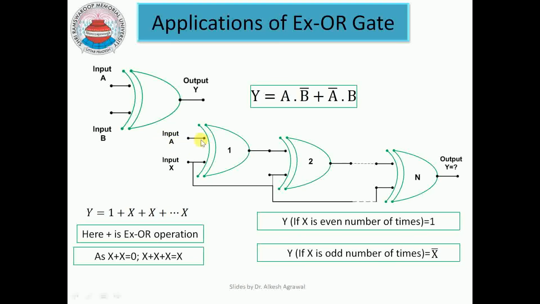So if we put a is equal to 1, the Boolean expression that we get is y is equal to 1 exclusive OR x. So at this output, what we are getting is 1 exclusively ORed with x, exclusively ORed with x, and like this, x will be exclusively ORed the same number of times as the number of gates. So what we get is 1 exclusively ORed with x, exclusively ORed with x, and so on.